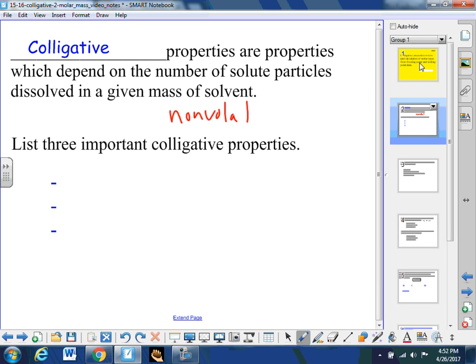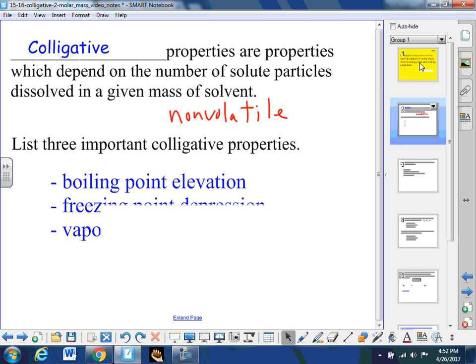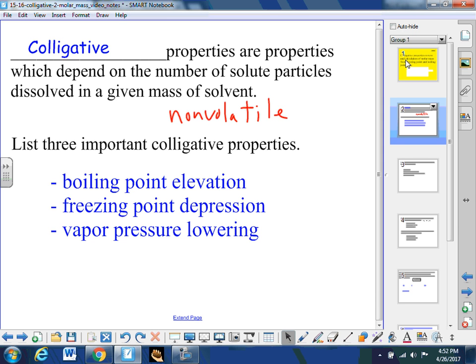non-volatile. That is, they themselves cannot want to form a gas. They must remain a solid. So things like salts are non-volatile, things that are not going to vaporize themselves. And three important colligative properties I expect you to know are boiling point elevation, freezing point depression, vapor pressure lowering.